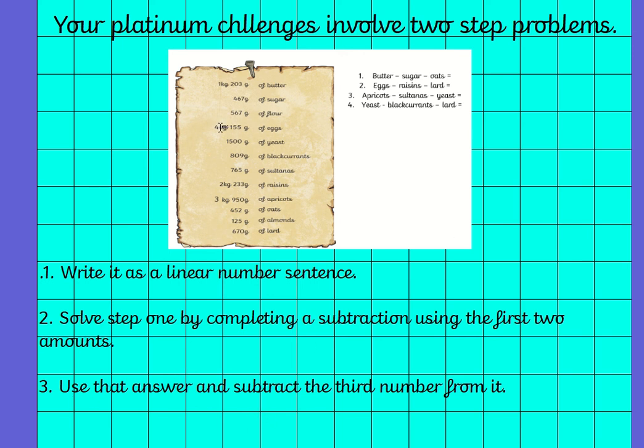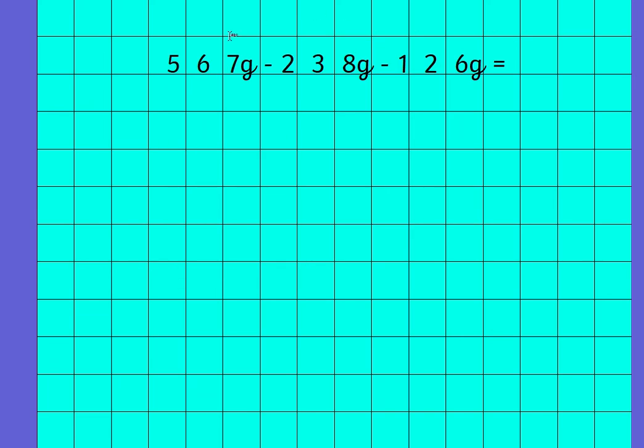So don't panic, don't worry. Here is an example for you. So this is a 3-step subtraction problem. So your first step is this bit here. You need to do 567 grams take away 238 grams. Okay, there you go.